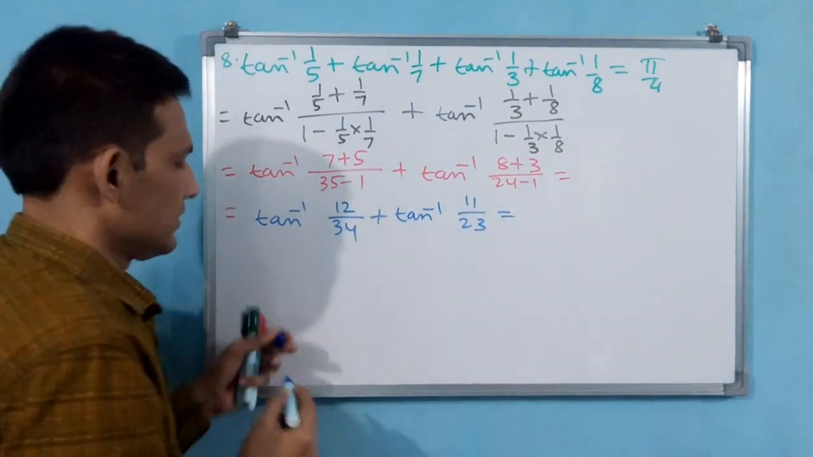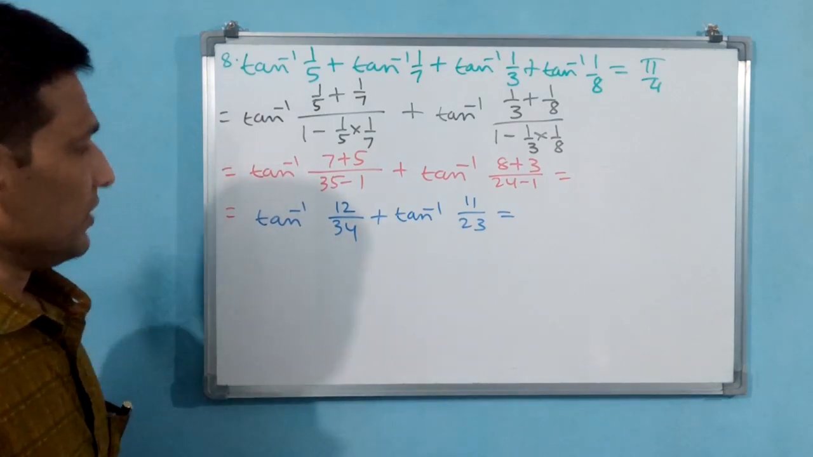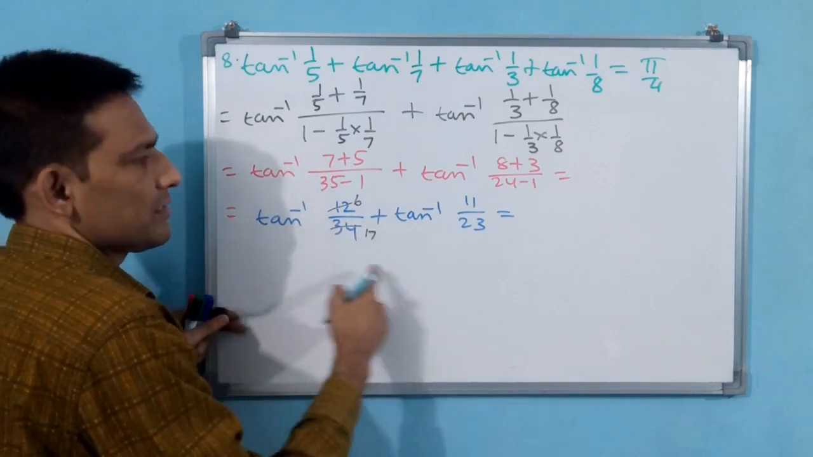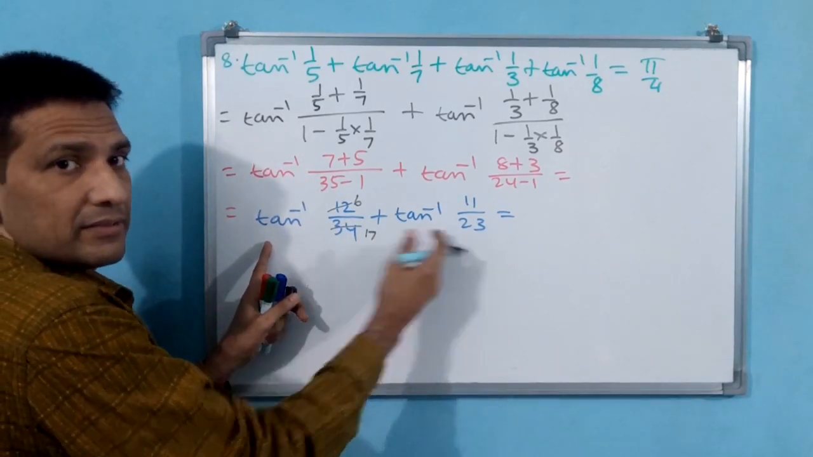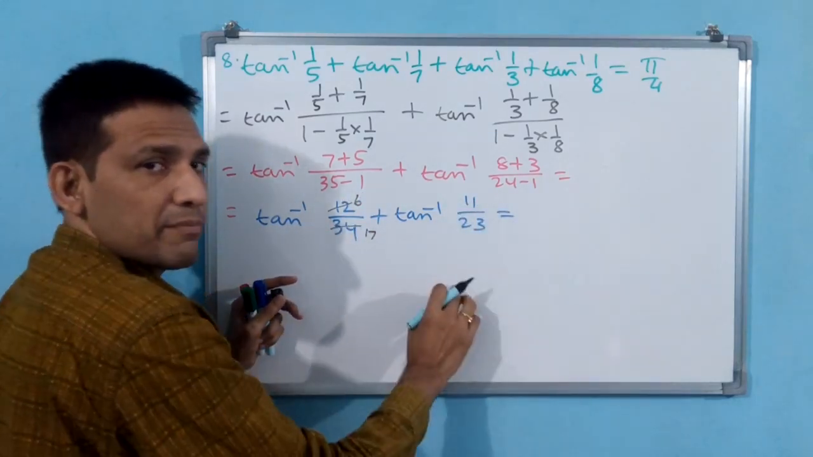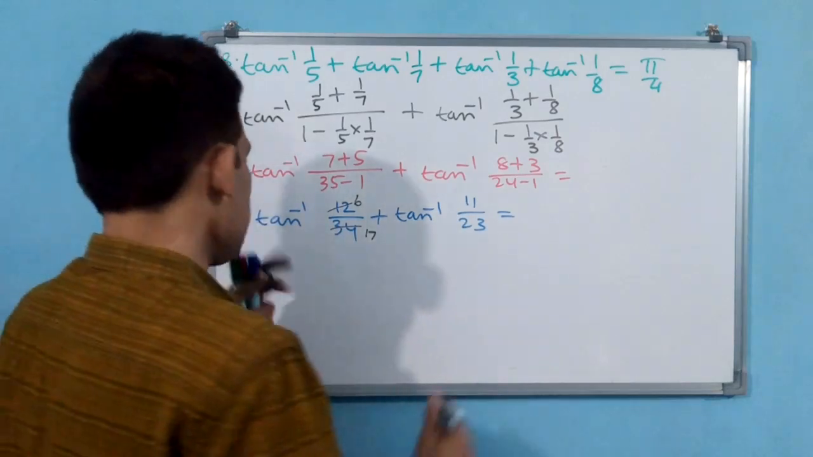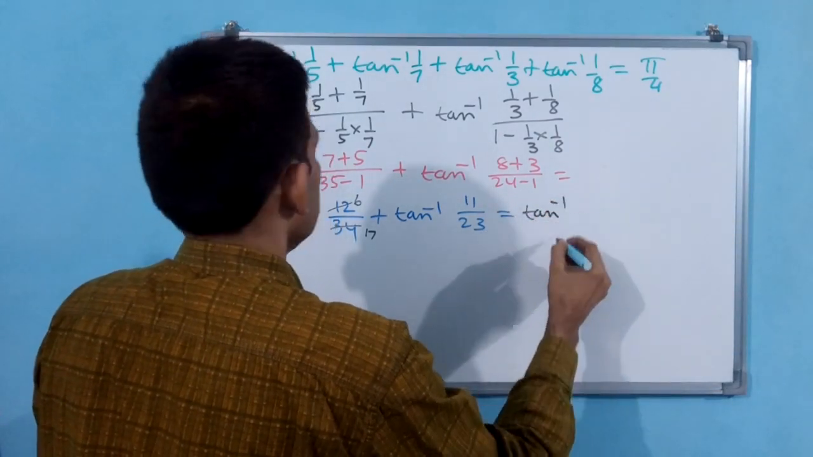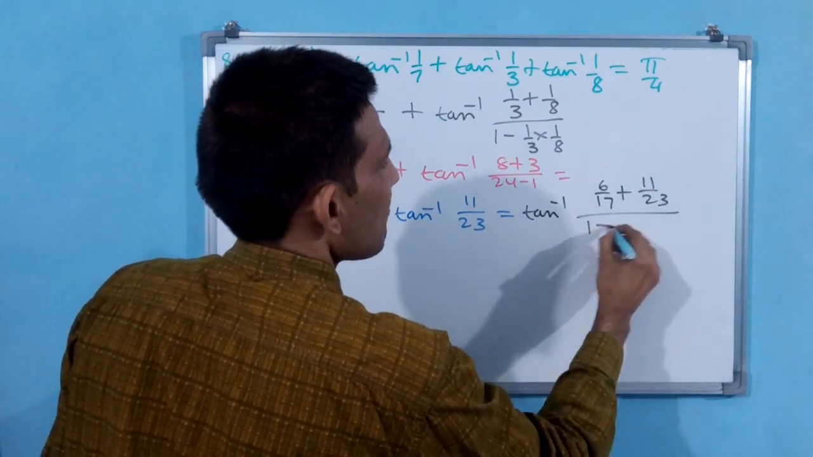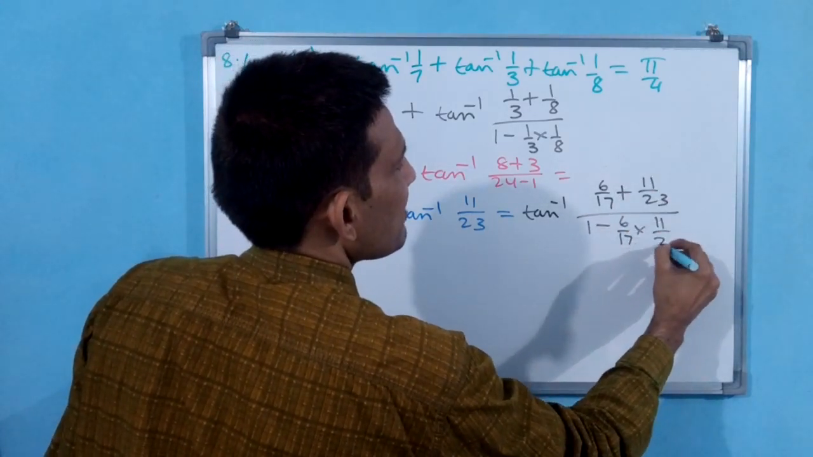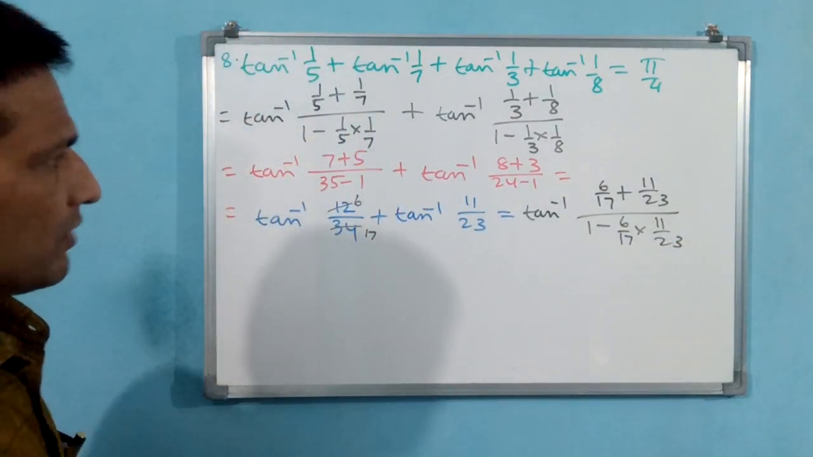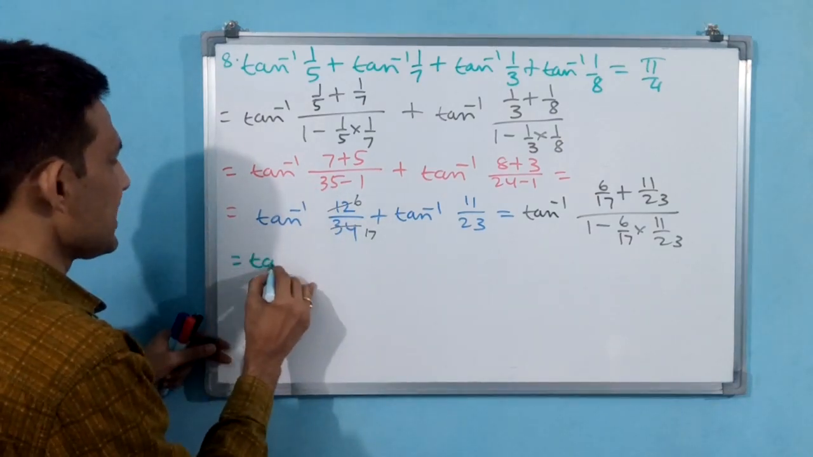That is equal to, okay, you see here 2 6s, 2 17s. Again you see, tan inverse x plus tan inverse y. Tan inverse of (6 by 17 plus 11 by 23) divided by (1 minus 6 by 17 into 11 by 23). Like this you have to write. Okay, now again you write here, that is equal to tan inverse.